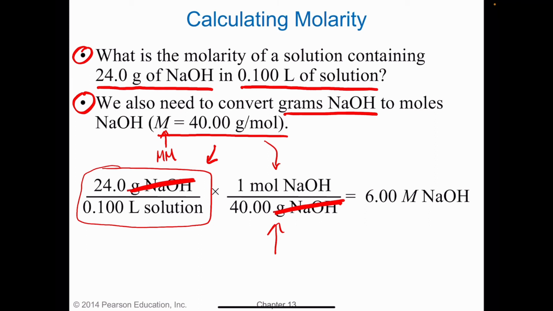So in your calculator, you would just do 24 divided by 0.1 and then divided by 40, and we get 6 molar. So we would say the concentration of this NaOH is 6 molar.